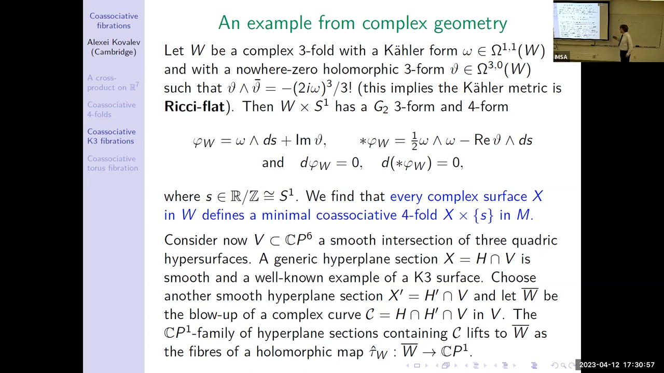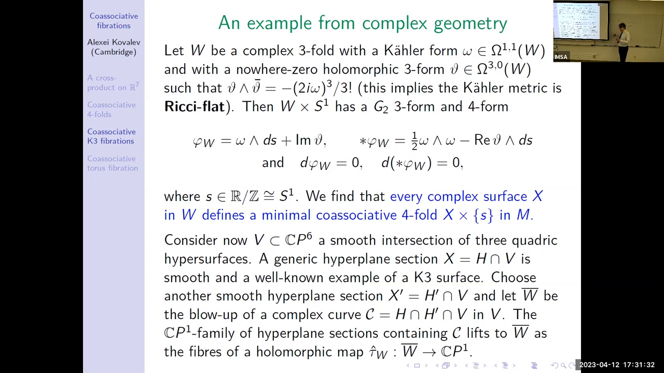If we choose another hyperplane section, we'll get an intersection of two K3 surfaces in V. That will be a complex curve, a compact Riemann surface. One can compute, for example, degrees and topology. But anyway, for a start, we consider the family of hyperplane sections which are all passing through this curve C. So if we think of any hyperplane section as a linear form, that's lambda times the first linear form plus mu times the second linear form. So that's a CP1 family.